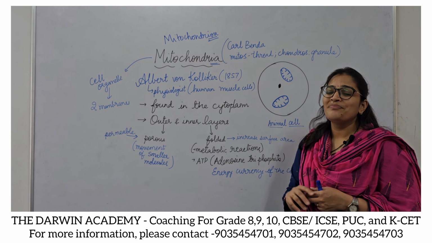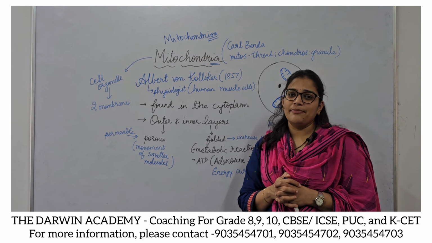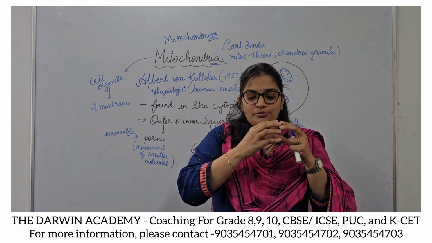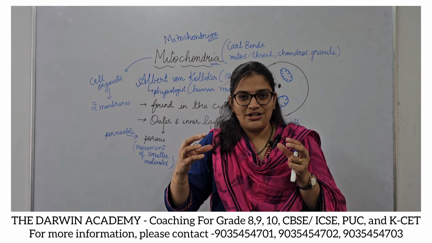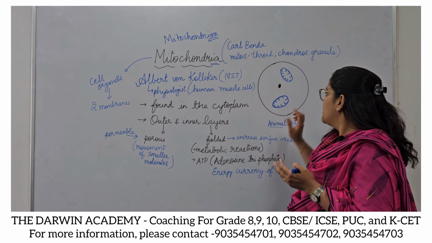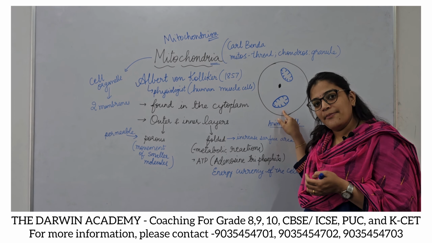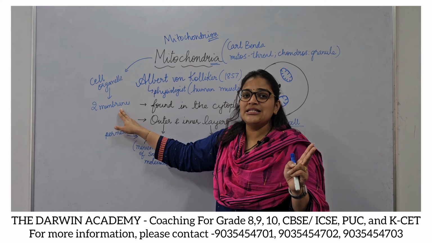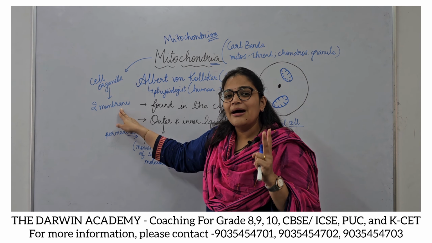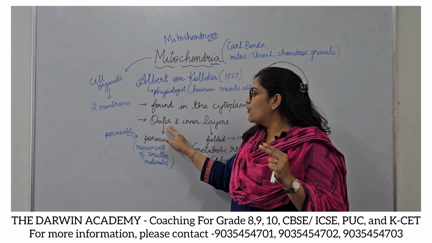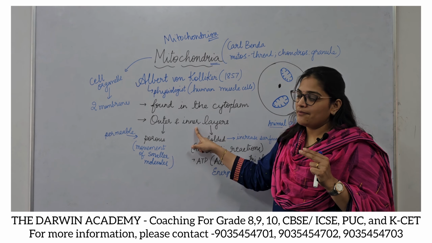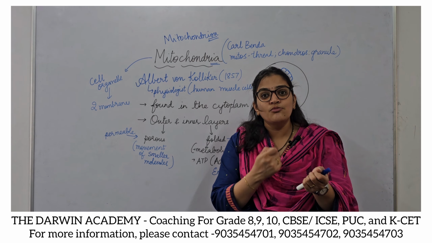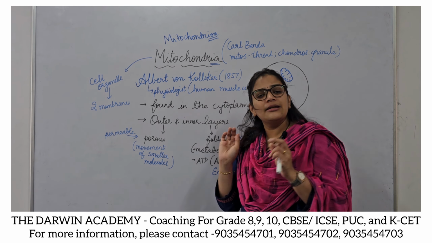Now let's get into how the mitochondrion would appear. If I assume mitochondria to be like long sausage-like structures, and if I take a cross section, this is how one section would appear. The mitochondrion has two layers or two membranes. It is a cell organelle which is having double membrane. The outer membrane and the inner membrane. The outer membrane is porous. That means it is permeable, allows movement of smaller molecules.